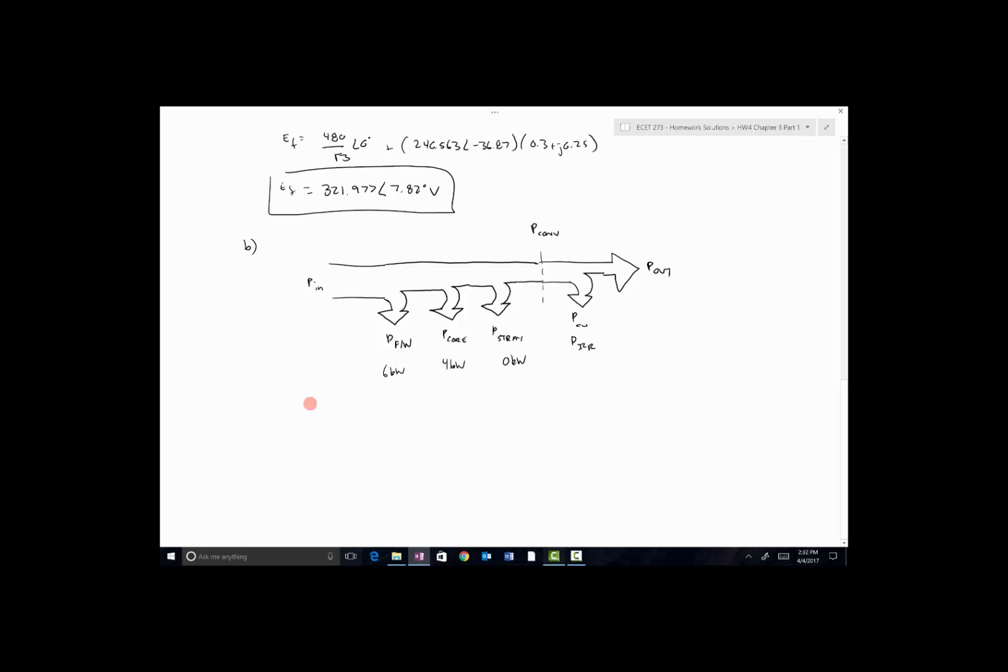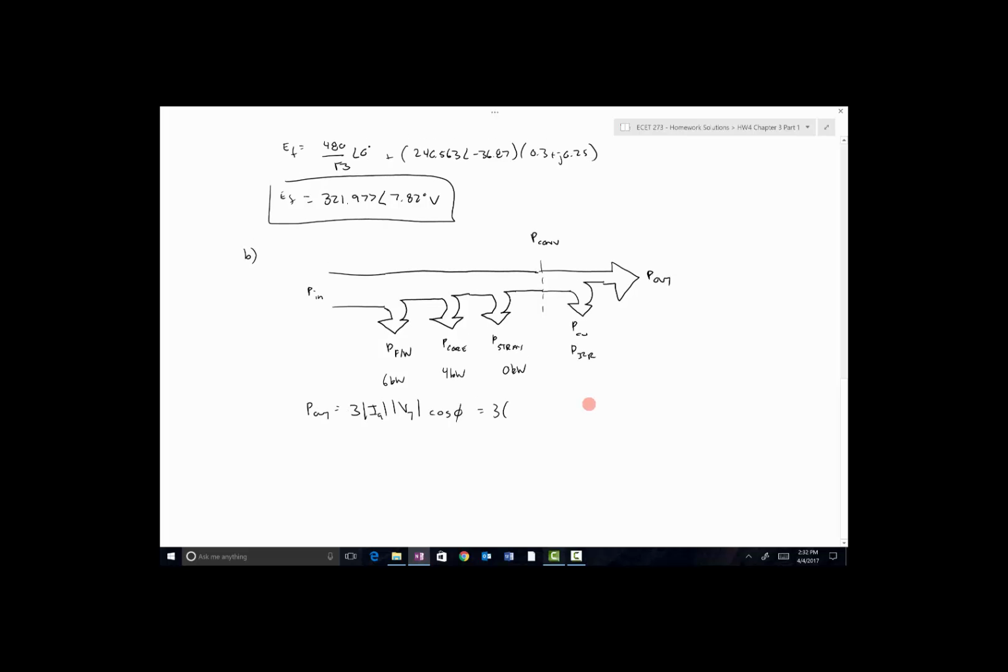So P out on a three-phase basis is going to be equal to 3 times the magnitude of the line current times the magnitude of the terminal voltage times the power factor, cosine of phi. So that's equal to 3 times the current, which was 240.563, times the terminal voltage, which was 480 over root 3.